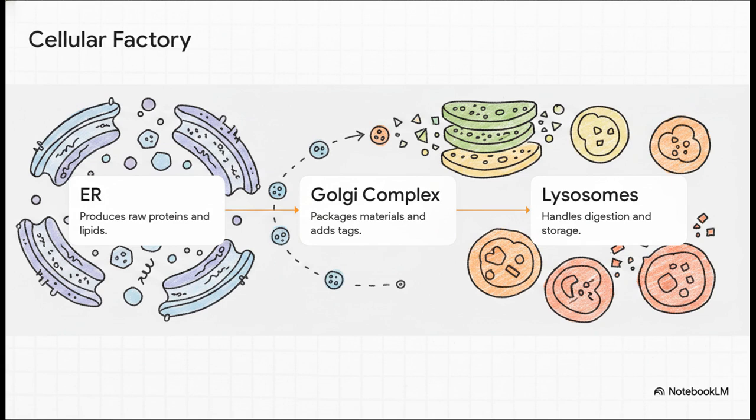Step 2, these raw materials are shipped right over to the Golgi complex. This is the packaging department. Materials are sorted, they're modified, and prepped for their final destination. And then finally, step 3 involves the lysosomes and vacuoles. These act as the recycling centers for digestion and the warehouses for cellular storage. It's just this continuous, beautifully orchestrated biological workflow.